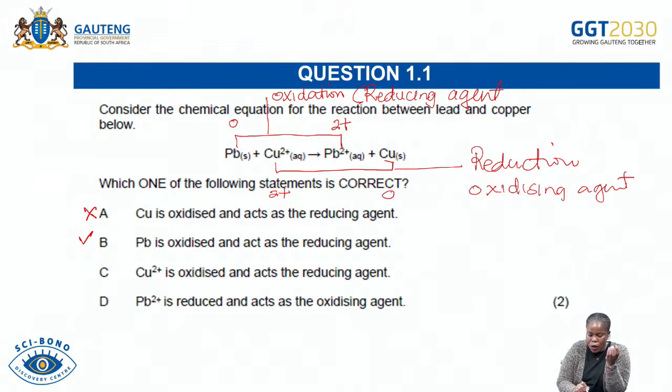Lead is oxidized and is a reducing agent. This is correct. Copper ions are oxidized? No, because copper is reduced. A definite no. Lead ions are reduced? A definite no. Lead ions are not reduced, they are oxidized. So the correct answer over here is B. You see how simple it is when we know how to assign the oxidation numbers, then everything becomes easier. Let's attempt another one.